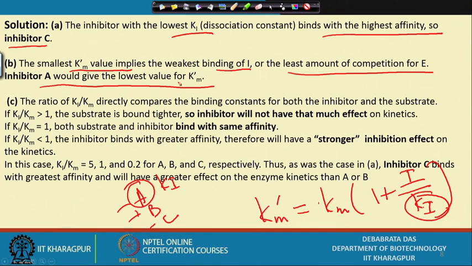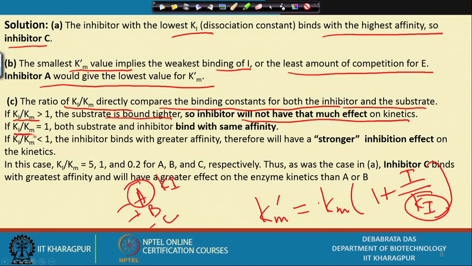Now, the third part is very interesting: the ratio of Ki and Km directly compares the binding constants of both inhibitor and substrate. Let us take the example. If the Ki by Km ratio is very high, meaning Ki is very high compared to Km, then the substrate binds tighter, because if Ki is very high, the inhibitor binding will be very low. Am I right? Then the substrate will bind with the enzyme, so inhibition will not have much effect on the kinetics. So, substrate binding with the enzyme will be more. This is very clear.